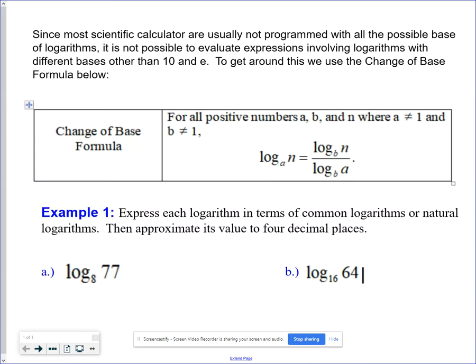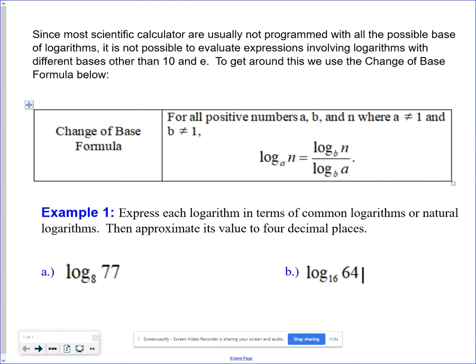All right, welcome back. We're going to talk about how to solve logarithms of different bases with our calculator. Most calculators that we use can only solve logarithms of base 10 or base e. So if you have a logarithm of base 8, unless you got a really fancy calculator, you're not going to be able to type that into your calculator. So there is a way to get around it.